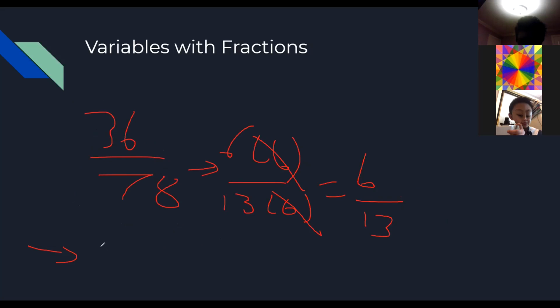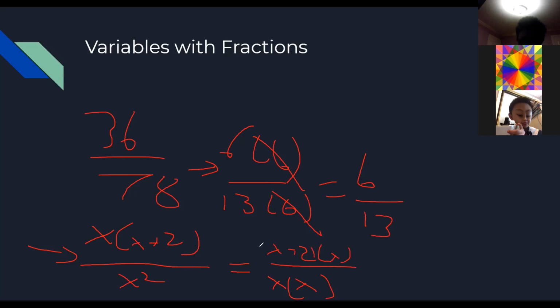So we could do the same with variables. x plus 2 over x squared equals x plus 2 over x times x, which equals x plus 2 over x.